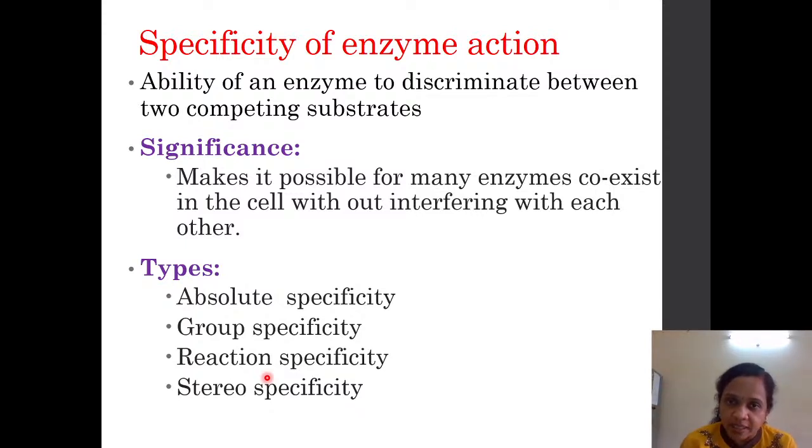Glycolysis also takes place in the cytosol. In fatty acid synthesis you have many enzymes, and glycolysis also has many enzymes. But both reactions occur parallelly and they are not interfering with each other. That is done mainly by the specificity of the enzyme action. So, how do we define different types of specificities? There are 4 types of specificity: absolute specificity, group specificity, reaction specificity, and stereo specificity.